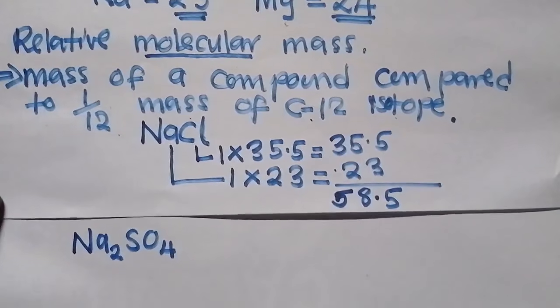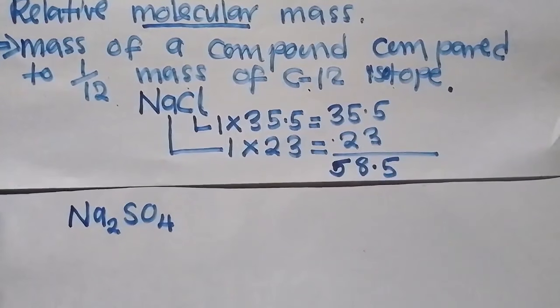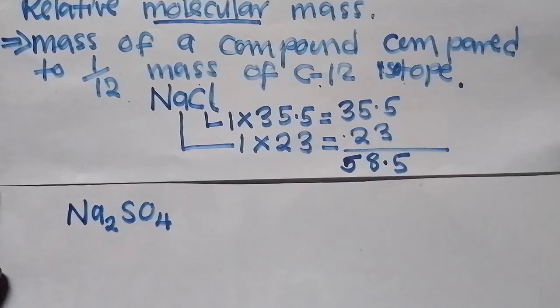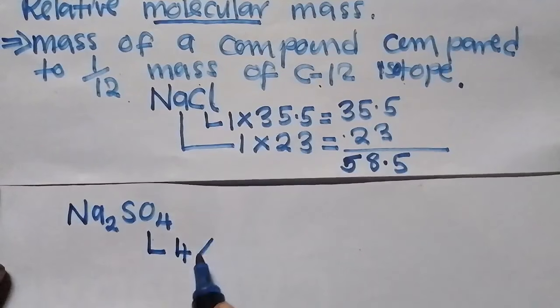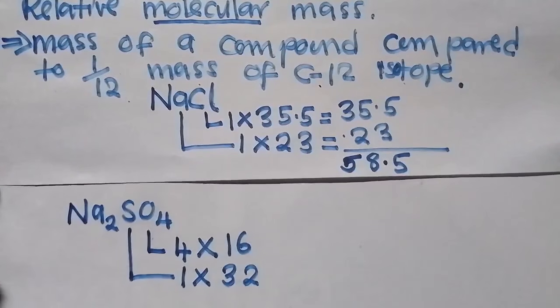So how do you come up with the relative molecular mass for this one? You also do the same procedure, the same one that we know. You are going to start with this one. How many atoms are you having there? You are having 4 atoms of oxygen. So 4 times, what is the mass number for oxygen? It is 16. You go to this one. This is sulfur. How many atoms there? 1 times, what is the mass number? It is 32. This is how we get to do them.